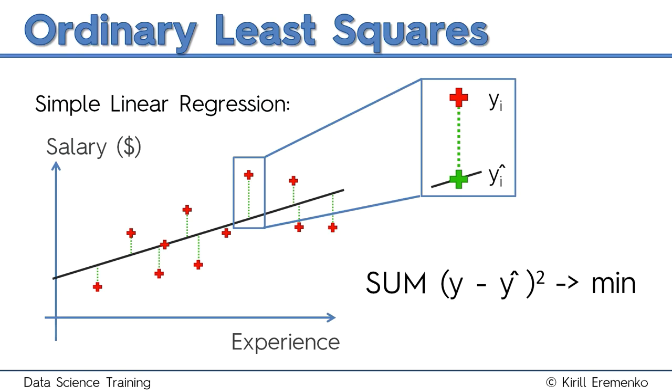So it looks for the minimum sum of squares. It finds a line which has the smallest sum of squares possible. And that line will be the best fitting line. And that is called the ordinary least squares method. So that's how the simple linear regression works.